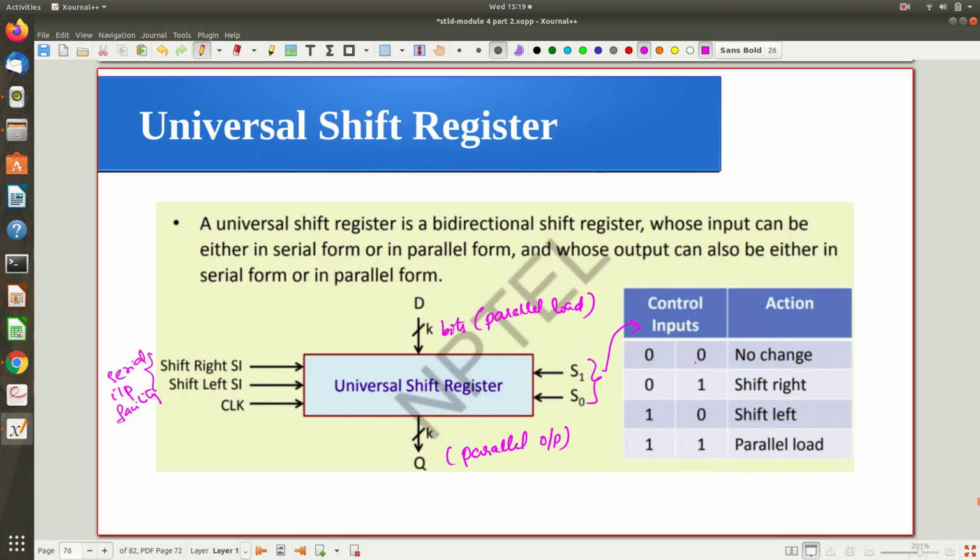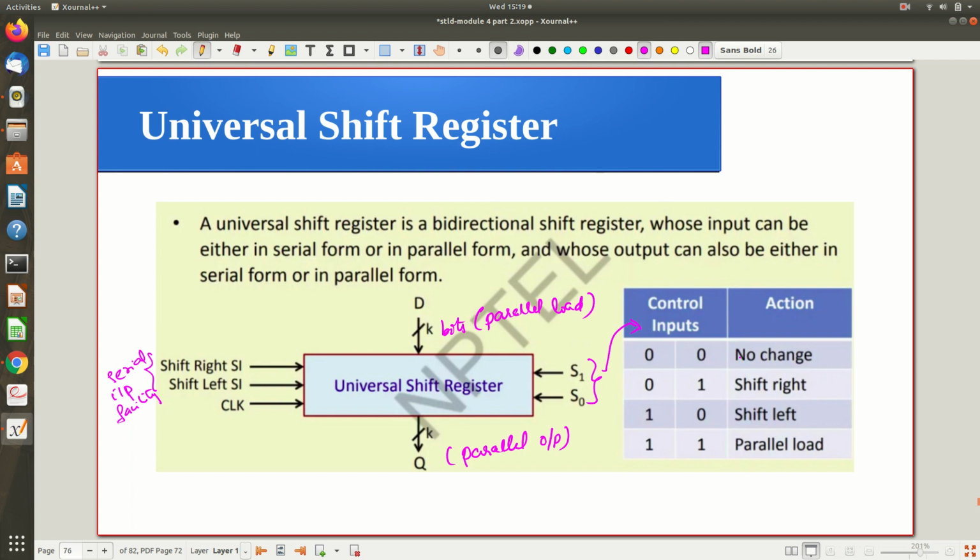So 0 0 corresponds to no change. So if at any time I am giving S1 equal to 0 and S0 equal to 0, that means I do not want to change the data. I want to keep it as it is. And 0 1, let it be the right shift operation. So that is my requirement. And 1 0, let it be for the left shift operation. And sometimes I want to load the data parallelly, 1 1. Now you may be wondering, what about the parallel output facility? This parallel input is parallel load, right?